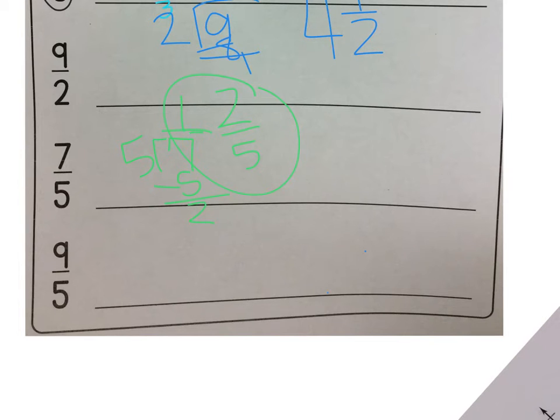All right, let's take a look at the next one. I have 9 divided by 5. How many times is 9 going to be divided by 5? 1. 1 times 5 is 5. Subtract, we have a 4, so we have 1 4/5. Who got 1 4/5? Excellent.